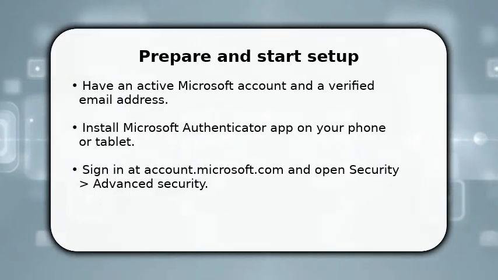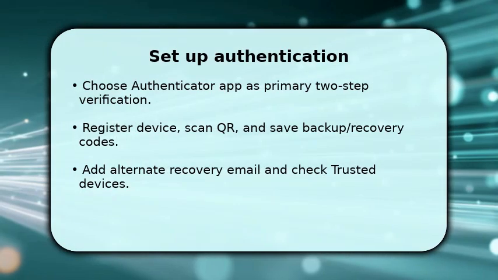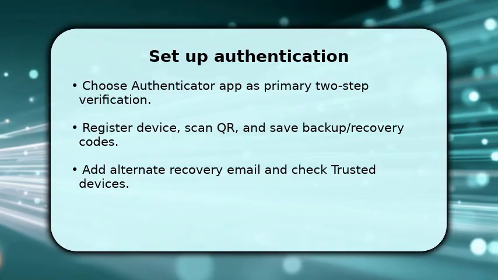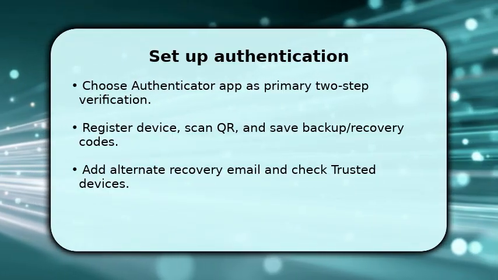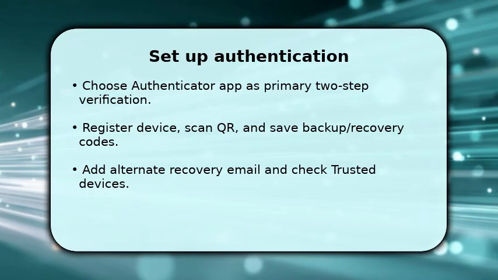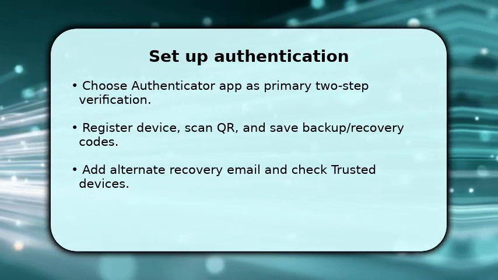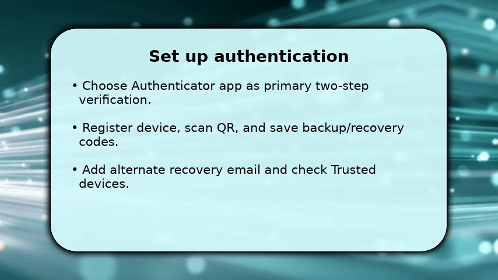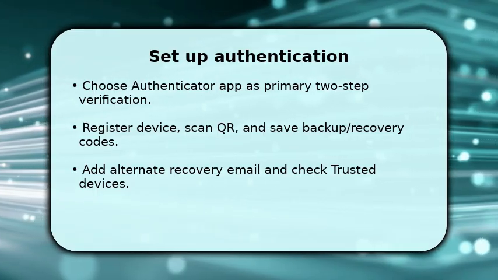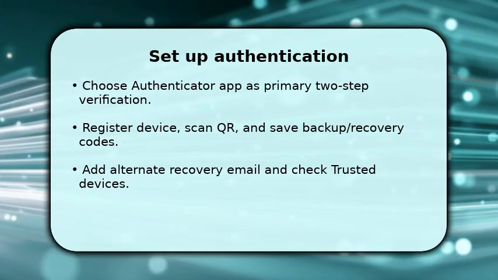Now configure authentication. Choose the Authenticator app as your primary two-step method and scan the QR code that appears. Follow prompts to approve a test sign-in. Once done, save the recovery codes to a secure location and add an alternate recovery email so Microsoft can contact you if there's an issue.